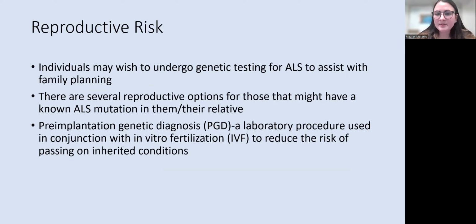I talked a little bit before about how patients might want this information for their relatives, but also for understanding reproductive risk and to help with family planning. Patients that are thinking about expanding their family might wish to learn about their risk for ALS if they have a family history of it. So there are multiple reproductive options for those that have a known ALS mutation in their family, whether it's in them or they have a relative that has a known mutation.